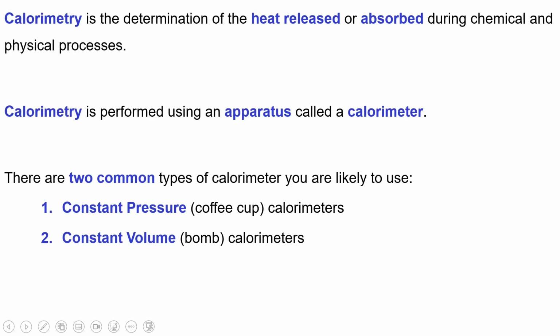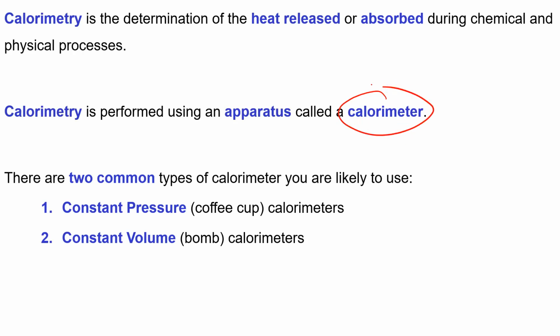In section 5.2, we study the topic of calorimetry, which is the study of heat transferred in chemical and physical processes. So calorimetry can be defined as the determination of the heat released or absorbed during a chemical or physical process. We perform calorimetry in a piece of equipment called a calorimeter.